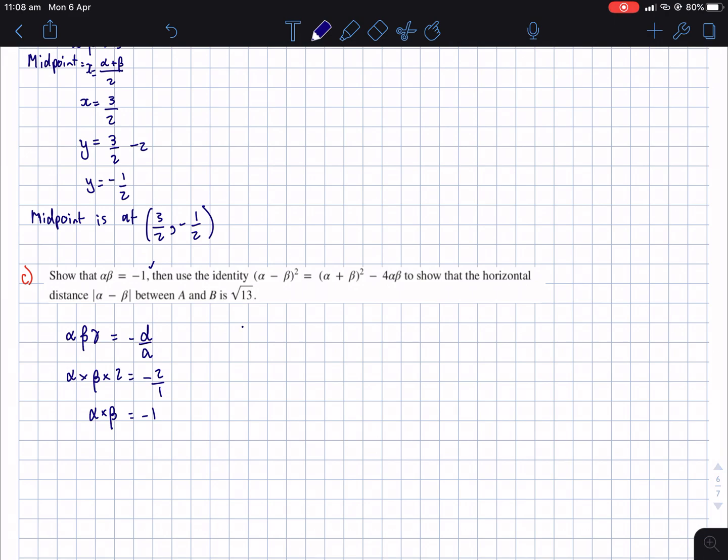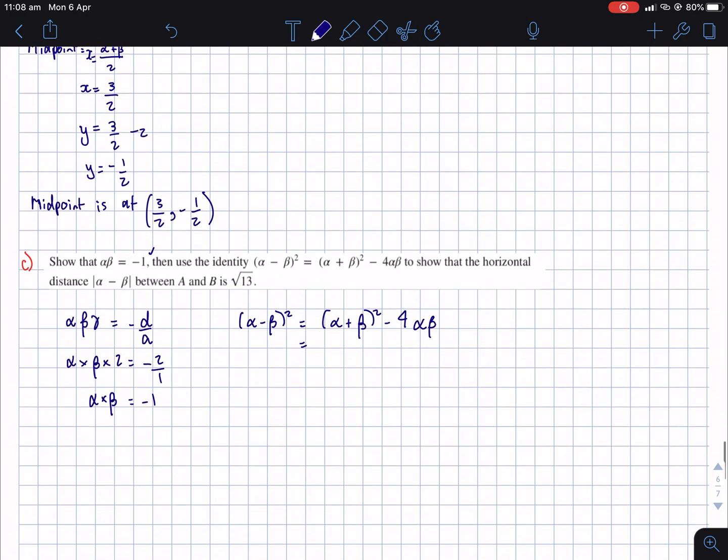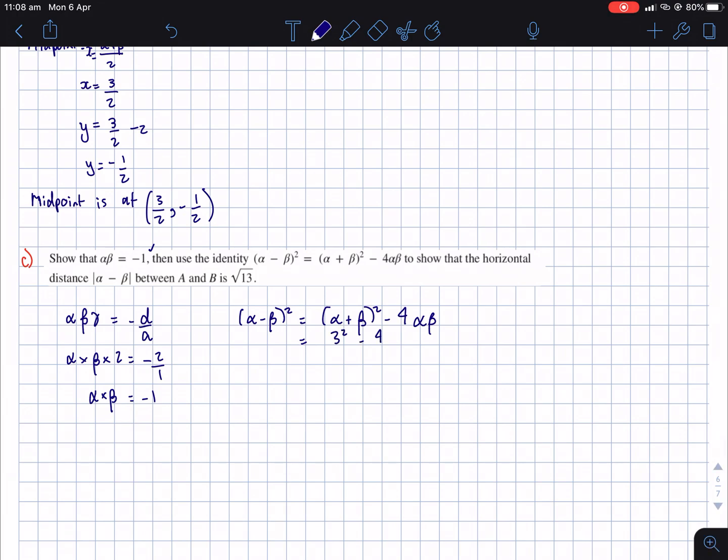Now, alpha take beta squared equals alpha plus beta squared take 4 alpha beta. We know alpha plus beta, what did it come out as? 3. Take 4 times, and this came out as -1. So we've got 9 plus 4 equals 13. So we know alpha take beta squared equals 13, which means the absolute value, so the positive alpha take beta, is the positive square root of 13. Done.